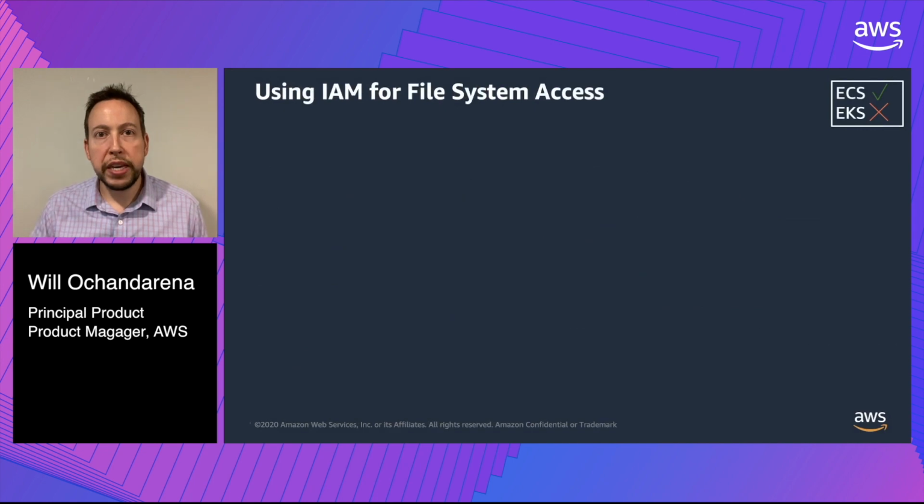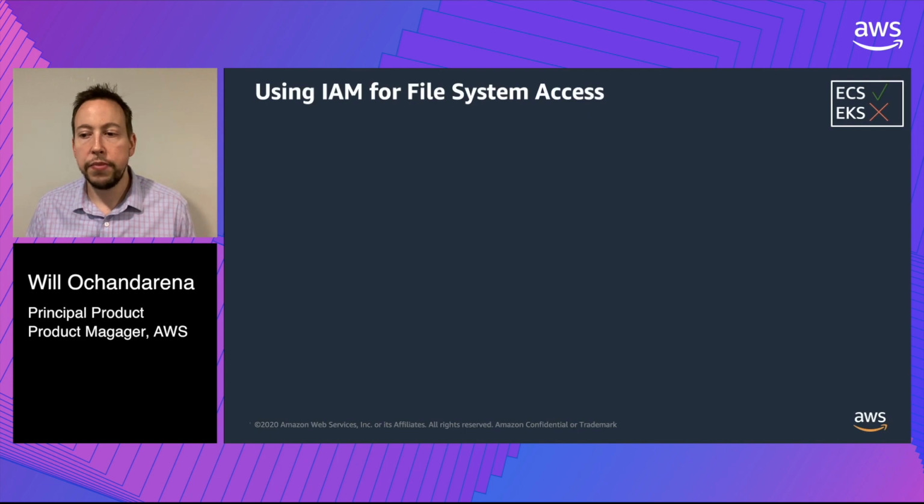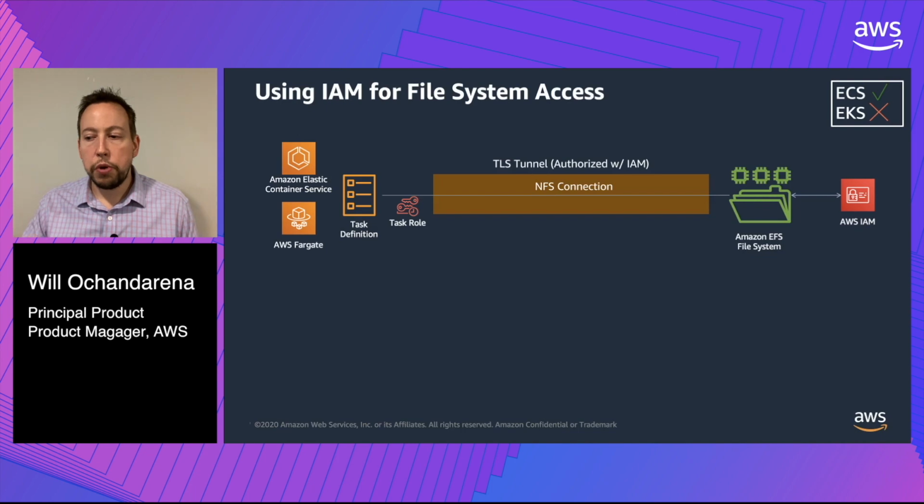Now for the first goal of making sure that a file system is only mountable from the containers that should be able to access it, we're going to use IAM. So here what we see is we have a task running in Elastic Container Service. That task has a role associated with it called the task role. And when that task mounts EFS, the task role is passed to EFS, and EFS checks that against an IAM policy in order to figure out whether that mount should be successful or rejected. And this is super easy to set up.